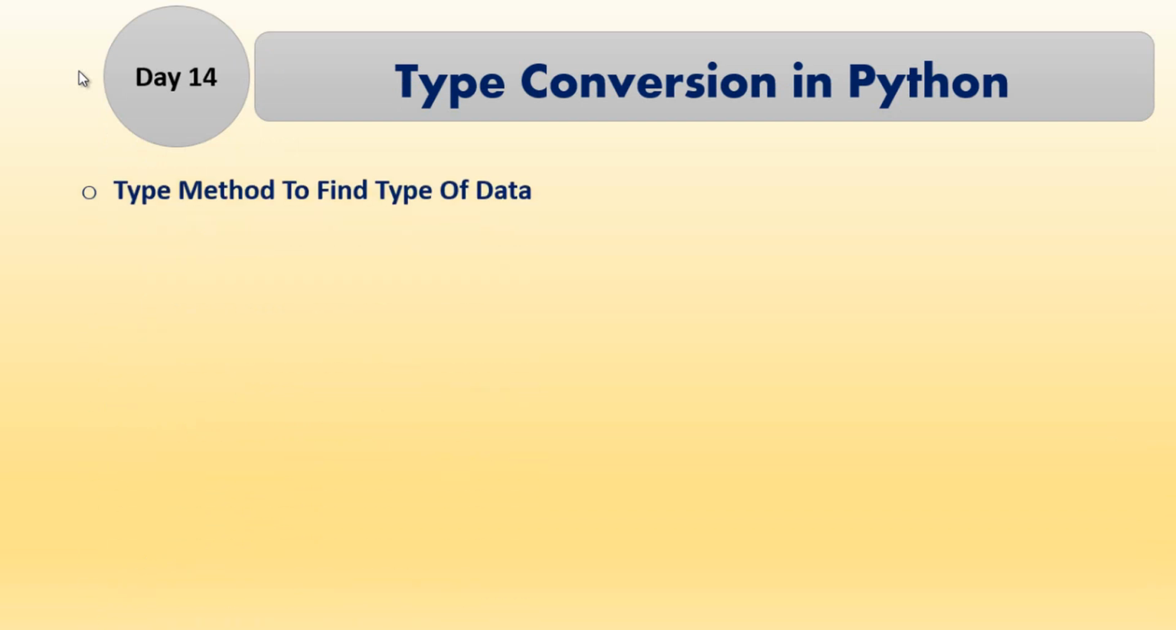So first of all, we will discuss the type method. This is a method to find the type of data. There are different types of data. You can find which type of data you are using in your program. So there is a technique I will share with you.